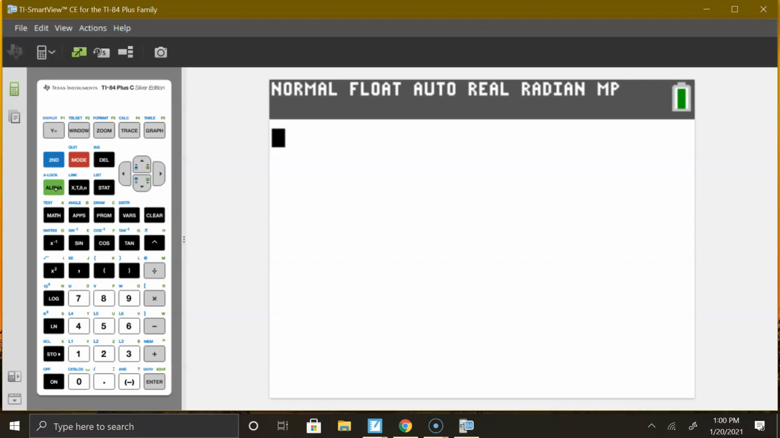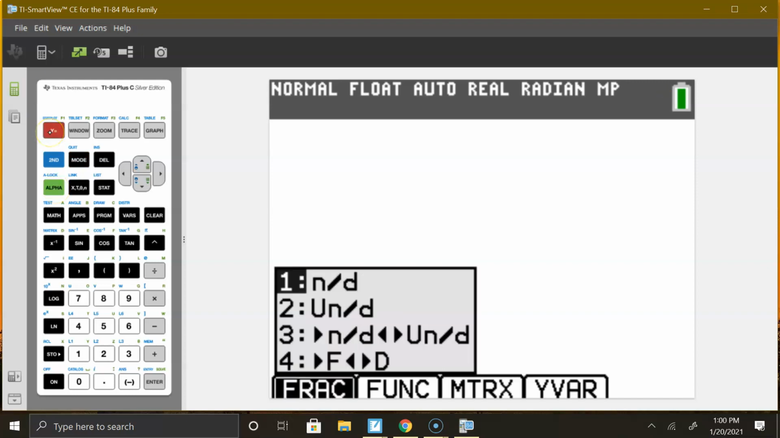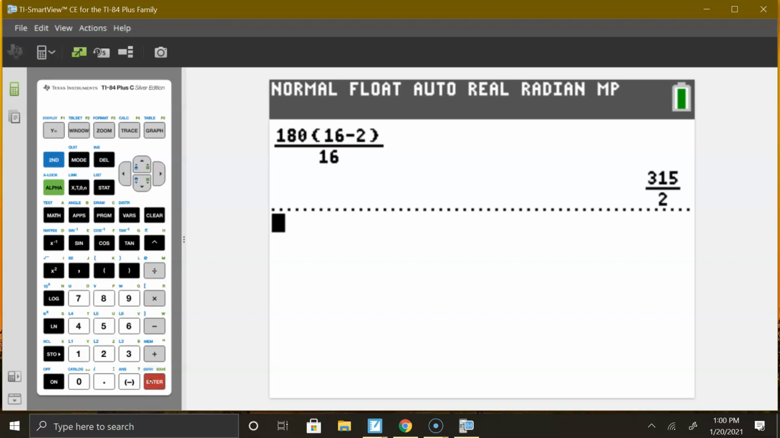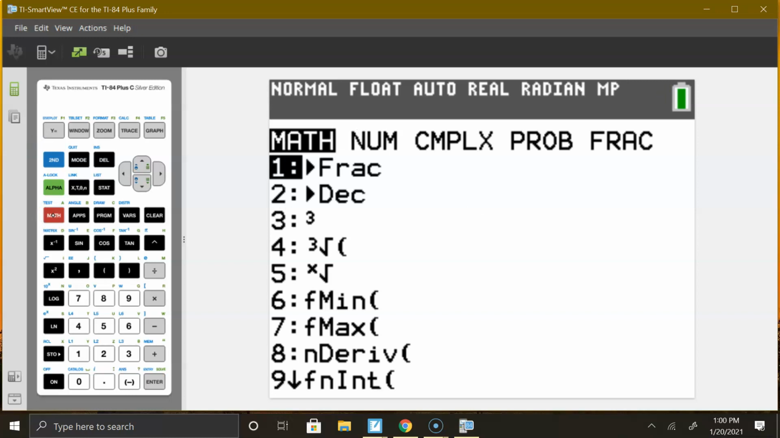Alpha, y equals. See this n divided by d? It gives you the fraction. So you can literally type in 180 times, it's a 16-sided polygon, n minus 2, over 16. Now, that gives me a fraction. I don't really know what that is, right? So what you can hit is math. See the fraction? That takes whatever answer you got and spits it out as a fraction. See the decimal? What do you think that does? Spits it out as a decimal.